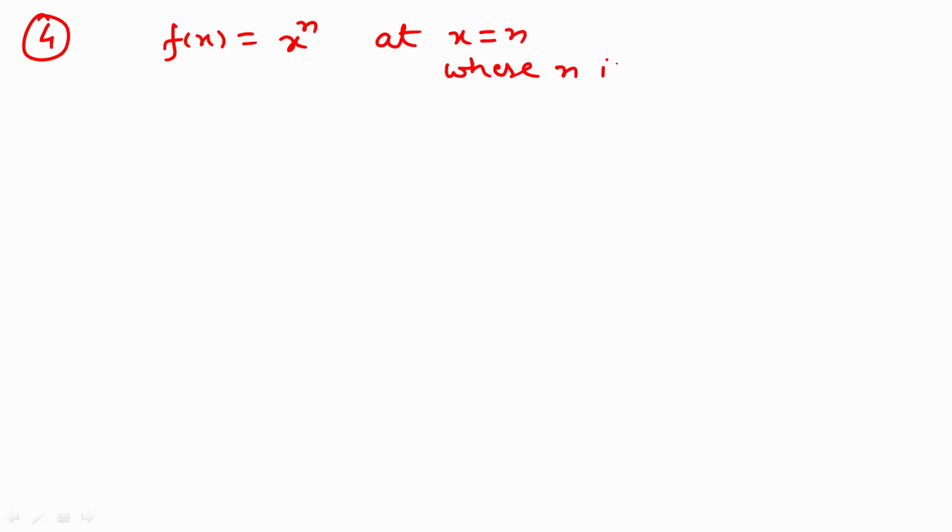In question number 4, prove that the function f(x) is equal to x to the power n is continuous at x is equal to n, where n is a positive integer.